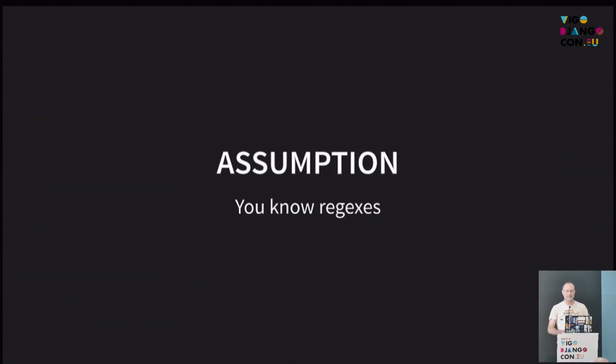So this talk is basically about regular expressions, also known as regexes. And up until Django 2.0, you had to know regexes to use Django, because that was the only way to specify URLs. And these days, you don't really have to know regular expressions to use Django. But for this talk, I assume that you do know them as a user.